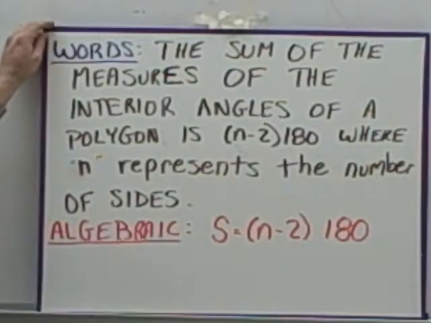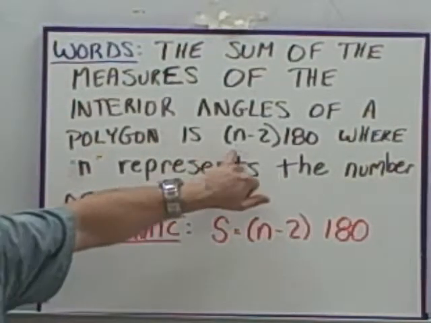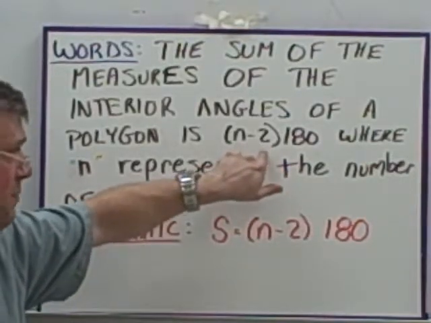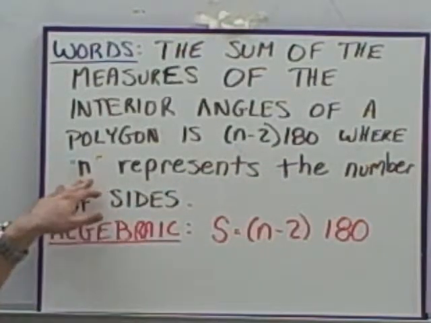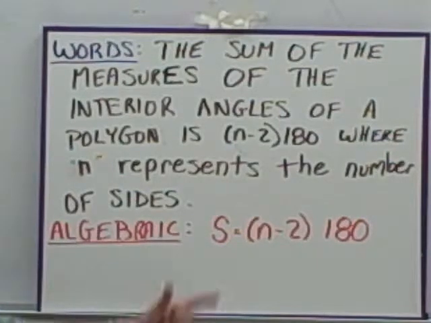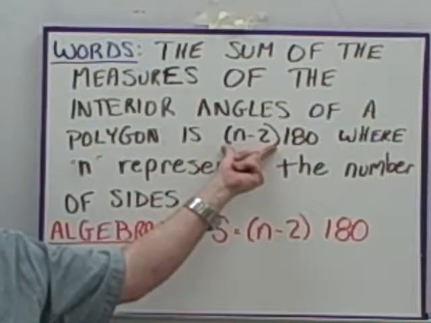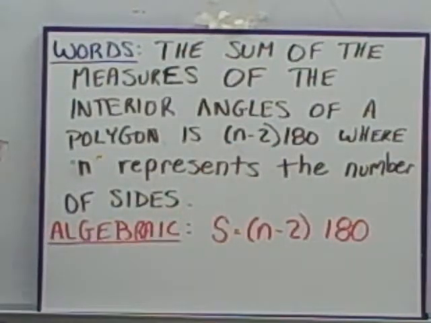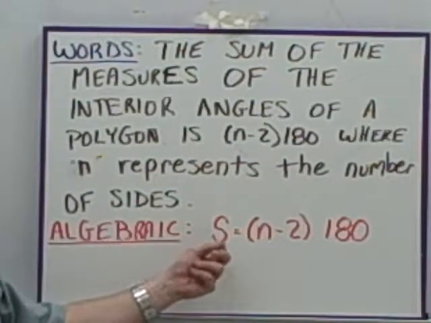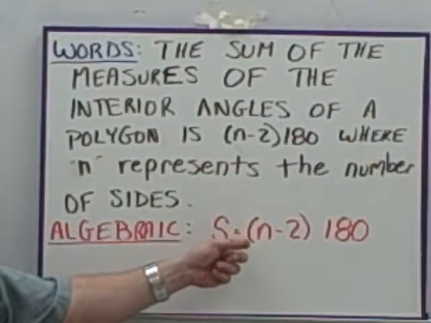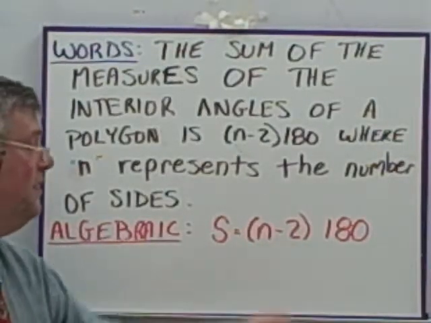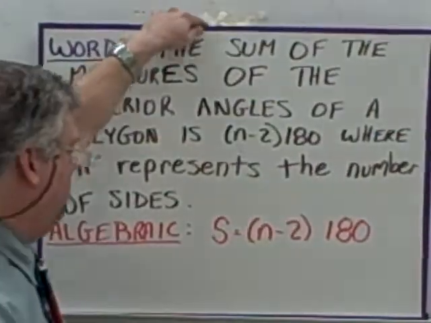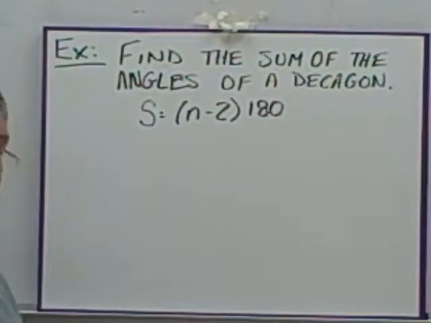The sum of the measures of the interior angles of a polygon is (n minus 2) times 180, where n represents the number of sides. Don't forget, this needs to be in parentheses because you do need to do that subtraction before the multiplying. Order of operations: parentheses before multiplying. Algebraically, this is written as sum of angles equals (n minus 2) times 180. And you will find that on the FCAT reference sheet.